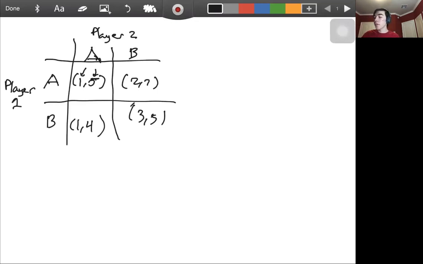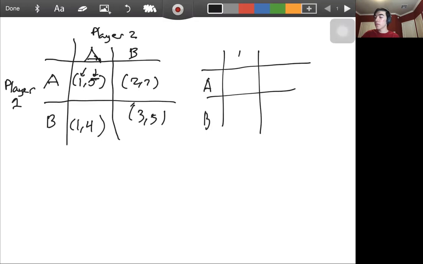There's a simpler type of game, which is called zero-sum games. And here we only need to place one number like this. This is a zero-sum game. It's called a zero-sum game because the sum of the points each player gets is 0.